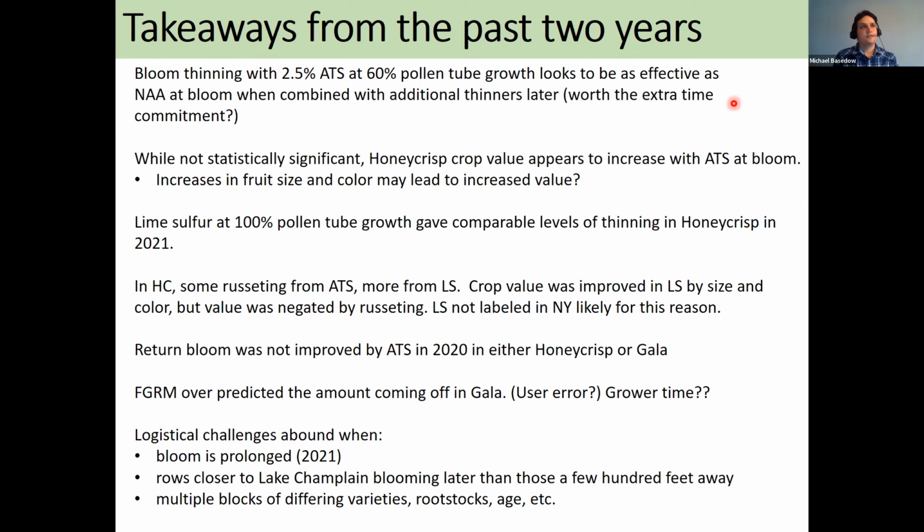And then when it comes to taking the pollen tube growth model and really scaling it up for commercial use here in the Champlain Valley, we did find that there are just logistical challenges. In a year where you have a prolonged bloom like we did in 2021, trees were opening up very slowly. So when exactly do you start the model was a difficult question for us. In addition, one of the blocks we were working was very close to the lake. So trees that were closer to the lake, getting that cooler air, were opening up much more slowly than trees just a few hundred feet away.